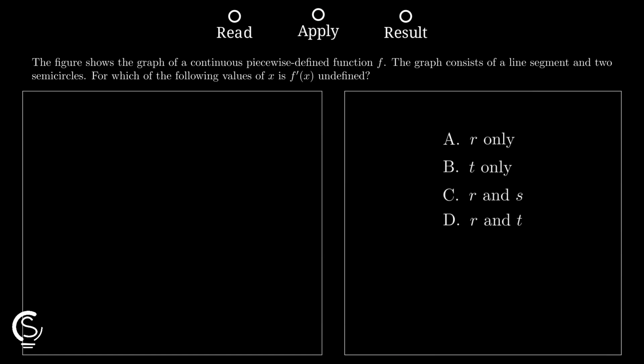First, look at point R where the line segment meets the first semicircle. There's a sharp corner here, meaning the slopes from the left and right sides do not match.